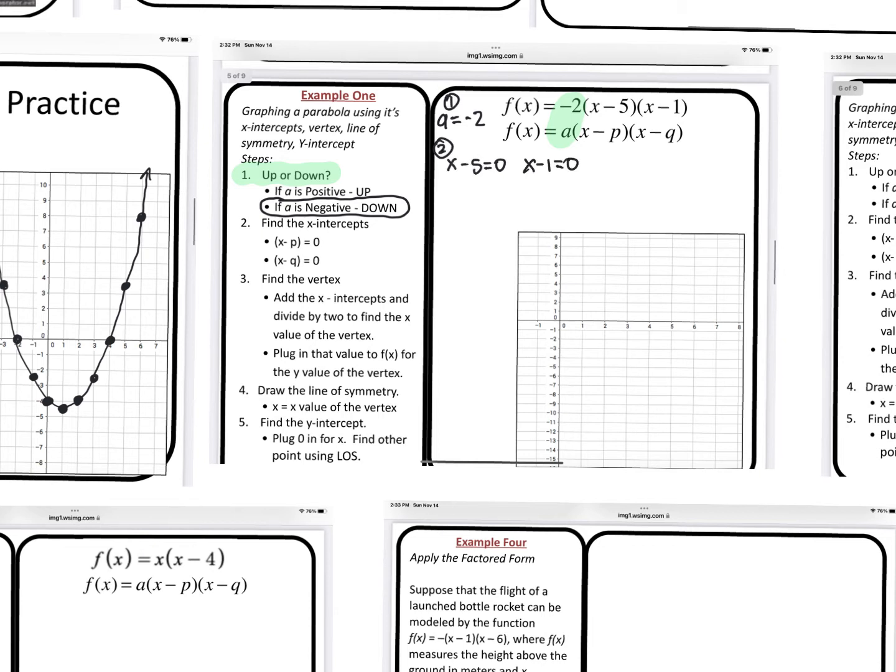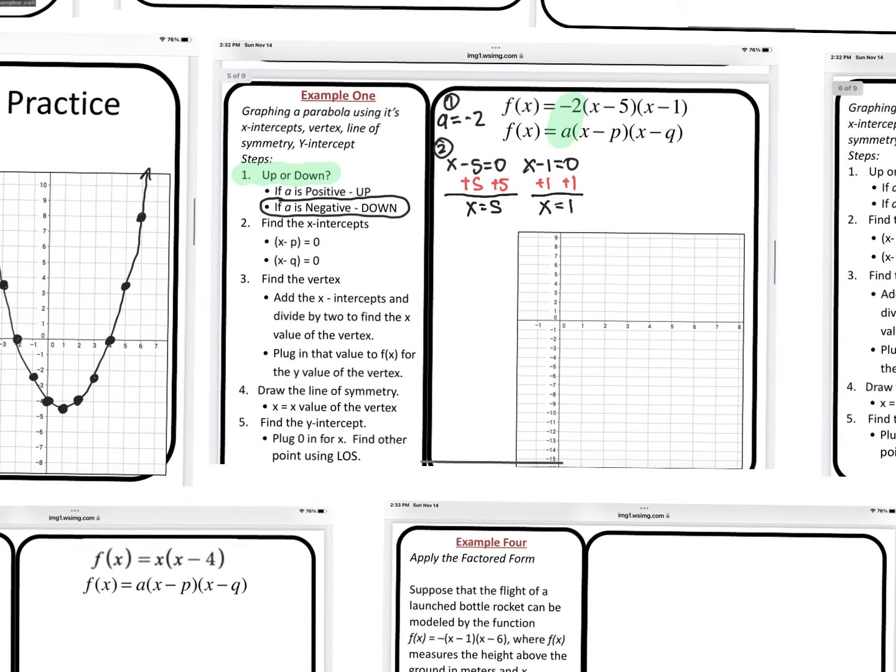So again, what we're doing is taking these two and setting each one to 0. And then we have two very easy algebra problems to solve. So I add 5 on both sides and add 1 on both sides, and so I would have x equals 5 and x equals 1.